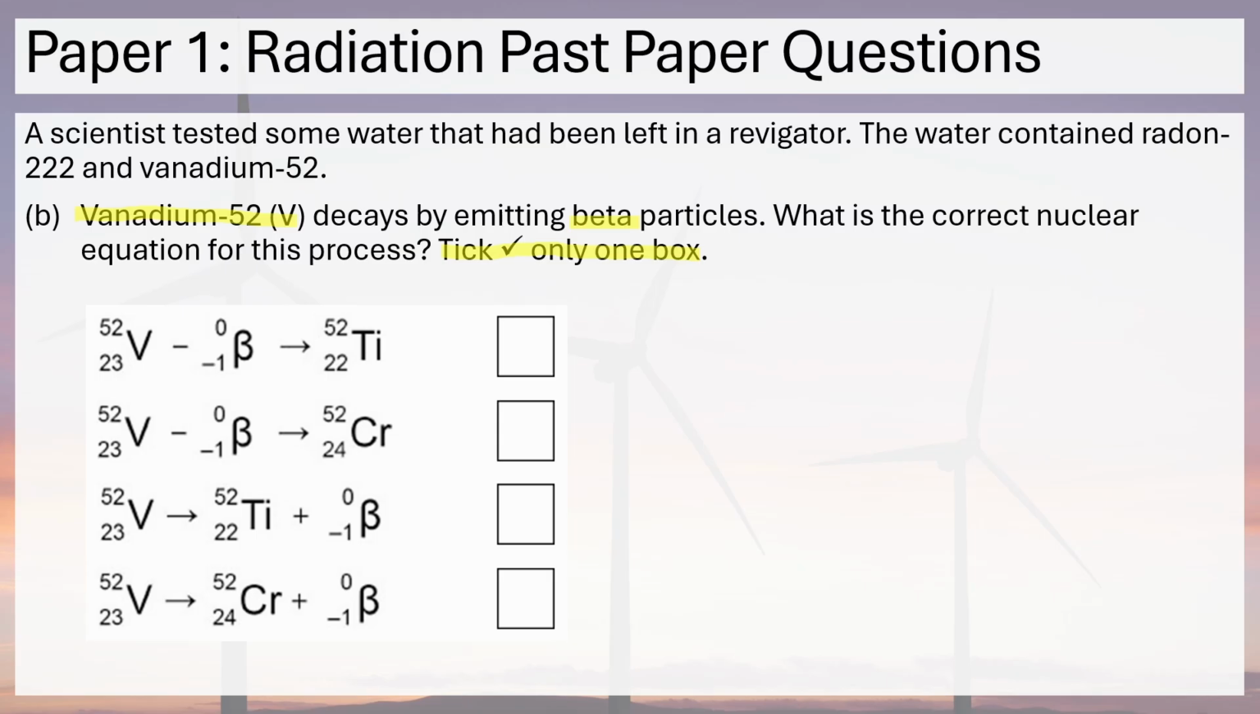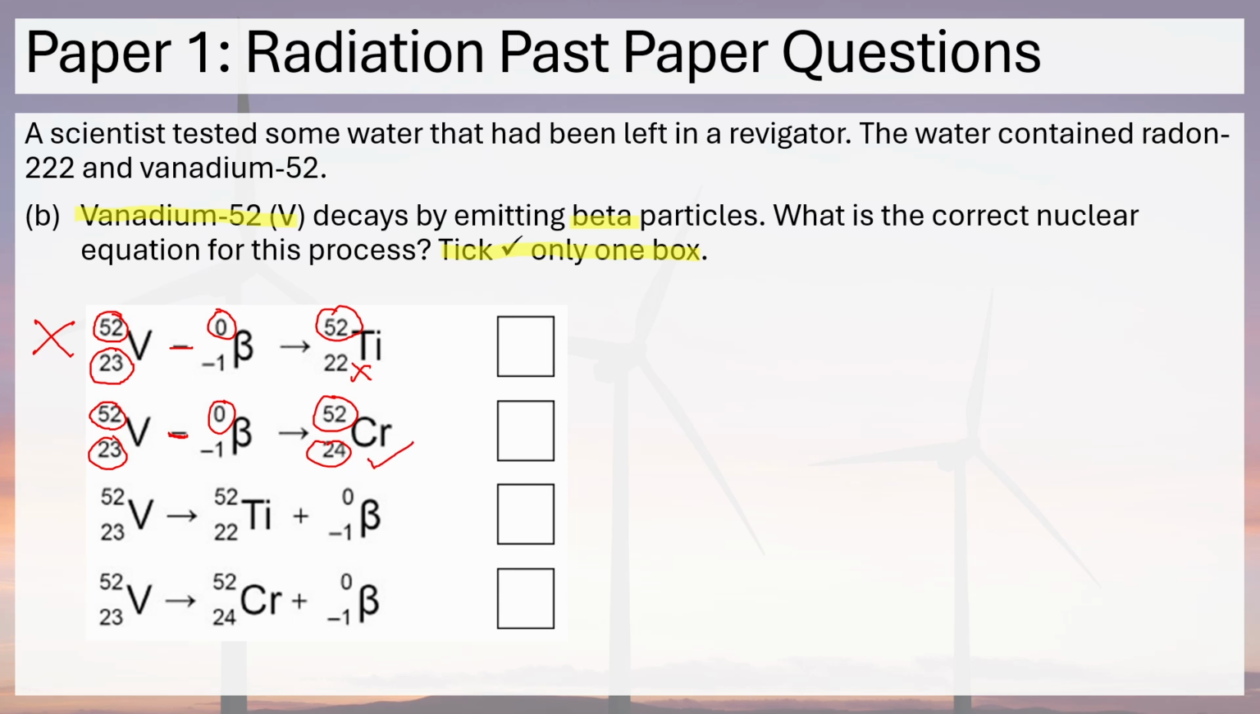So if I have a look at the first one, I've got 52 is my mass, take away 0 does give me 52, that looks okay. But 23 take away -1 doesn't equal 22. 23 take away -1 will give me 24. It's definitely not the first one. Looking at the second one down, I've got 52 take away 0 gives me 52. That's looking okay. 23 take away -1 does give me 24. So this is looking okay so far.